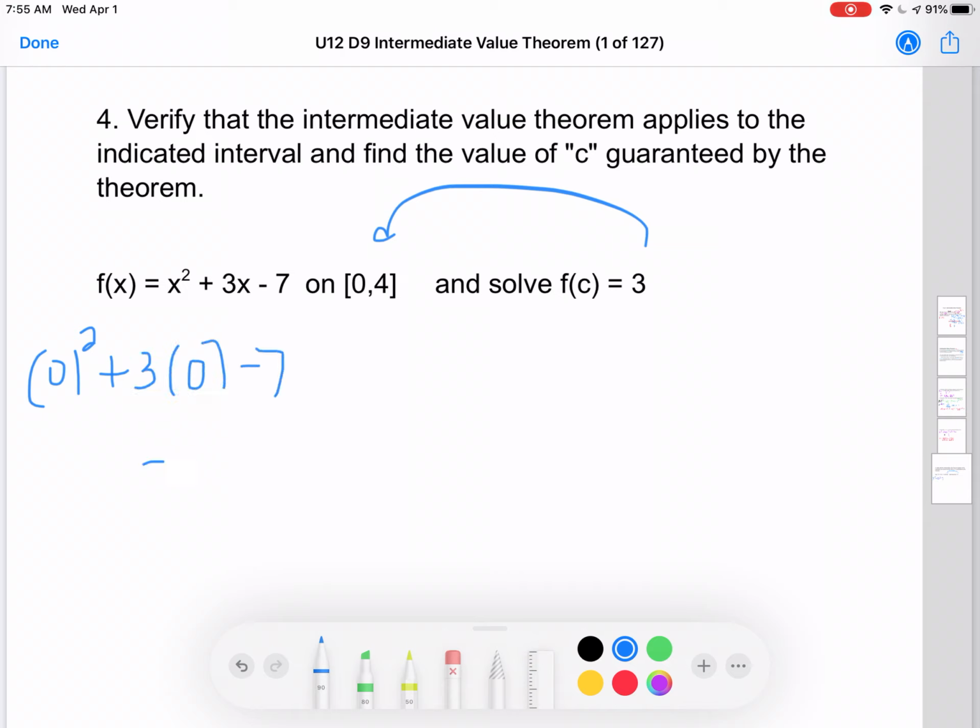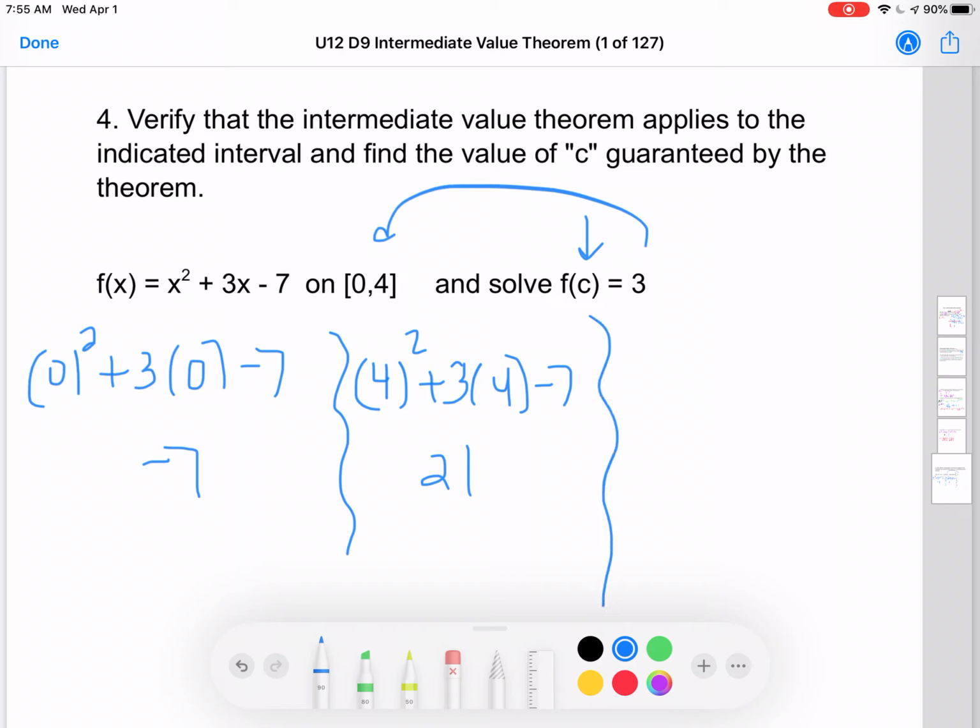And we wind up with -7. Then I'll plug in 4. And we're left with 21. Okay, so there we go. We verified it, right? 1 positive, 1 negative. And now they want us to find the value, find this value of c, which is really x, right? If f of c equals 3, so basically they're telling me that y is 3, right?